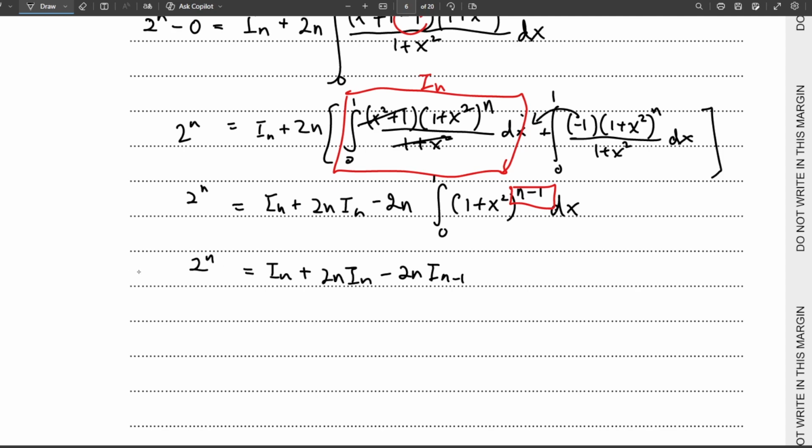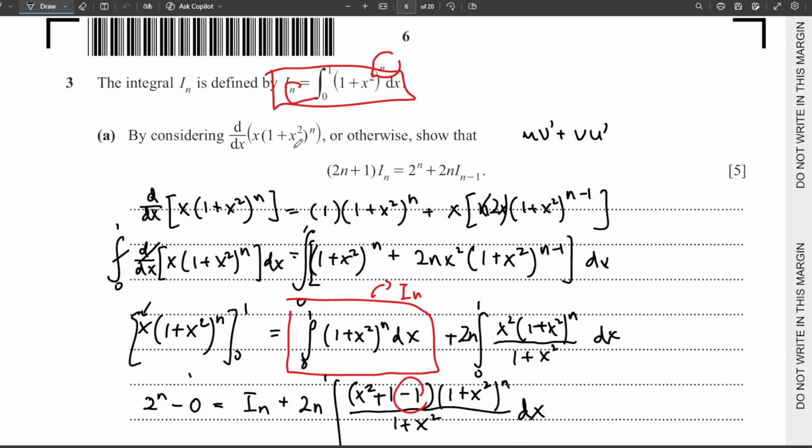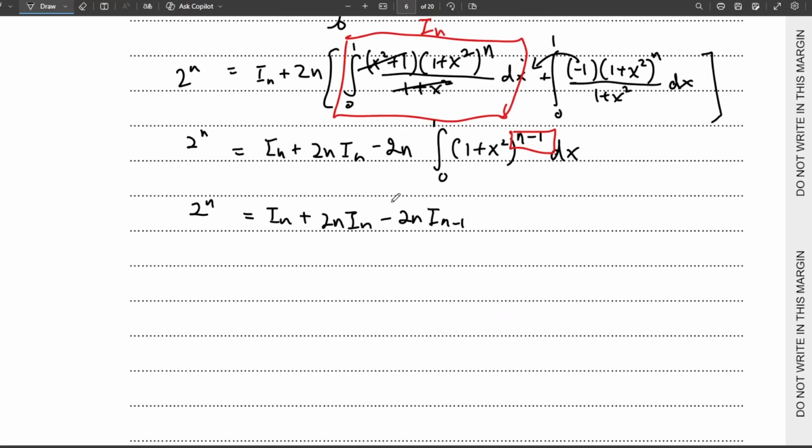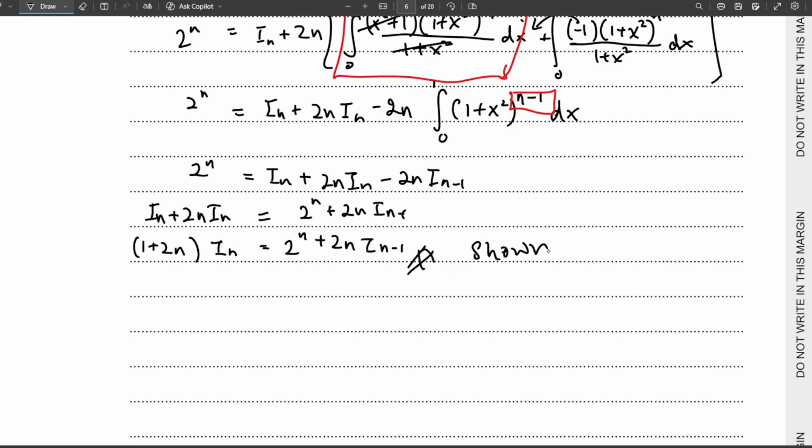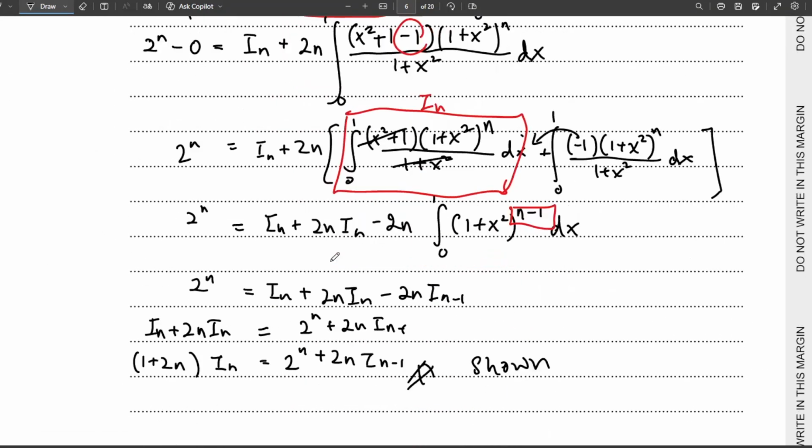So on the left hand side 2n, on the right hand side this expression. I will try to rearrange everything in the form that the question wants us to. So I_n plus 2n I_n on one side, I have 2n plus 2n I_(n minus 1). I think that's the exact same form as what the question wants us to express it. And we can say shown. That's the final answer. Yep, it's exactly the same.